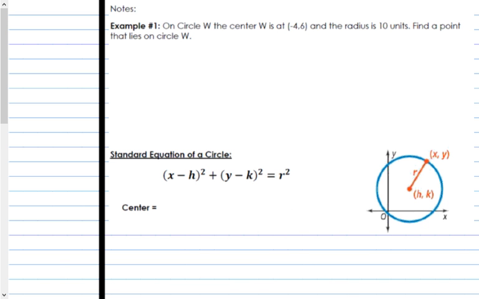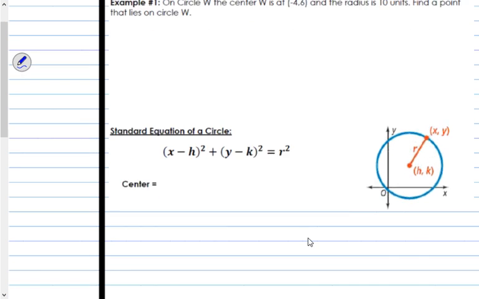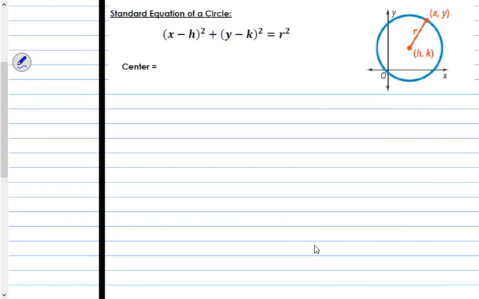I showed this to you guys in class when we were doing our circle graphic organizer, and so we're just going to go a little bit more in depth into it. I am going to skip around a little bit because some of this I want to cover only in class. So that being said, example 1, we're not going to do on the video, we're going to do right in class. Let's move directly to standard equation of a circle.